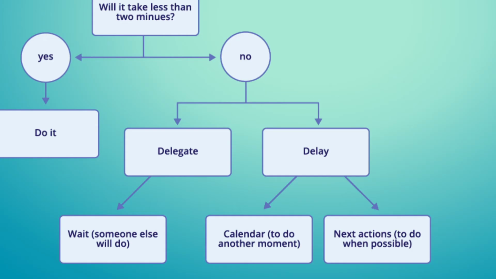Those tasks that don't have a specific date to be done should be on a list of next actions for each project. So you will have a list of next steps to be taken within each of these projects.